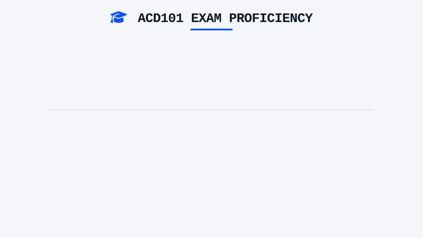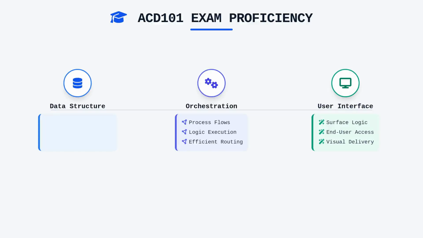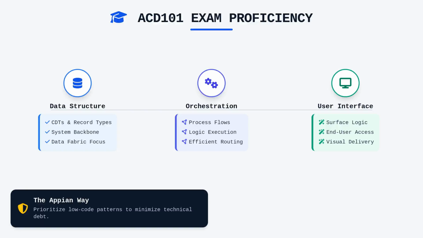To reach the level of proficiency required for the ACD101 exam, you must view Appian as a unified ecosystem rather than a collection of disparate tools. We have built applications starting from data structures, moving through process orchestration, and finalizing with the user interfaces that surface this logic. When reviewing your knowledge of data, consider how CDTs and record types act as the backbone for every flow. Your ability to distinguish between when to use a data store and when to leverage the modern data fabric is critical. Remember that the Appian way prioritizes low-code patterns that minimize technical debt.